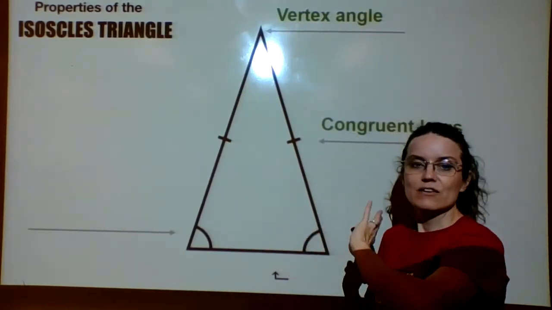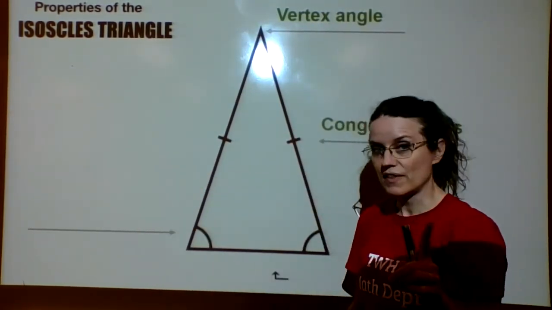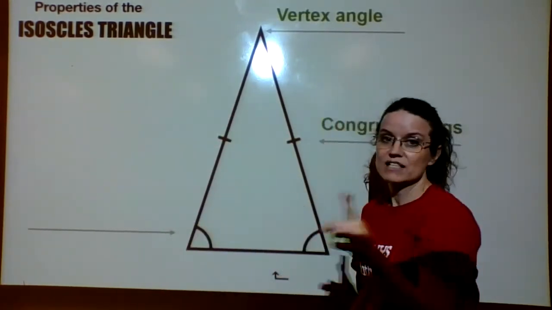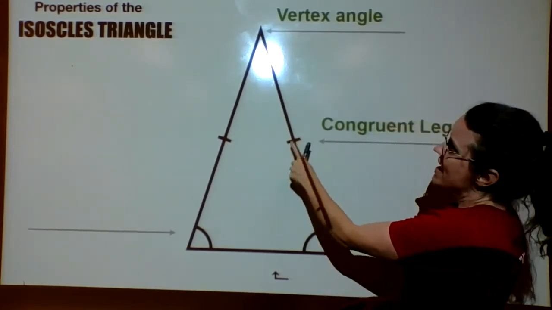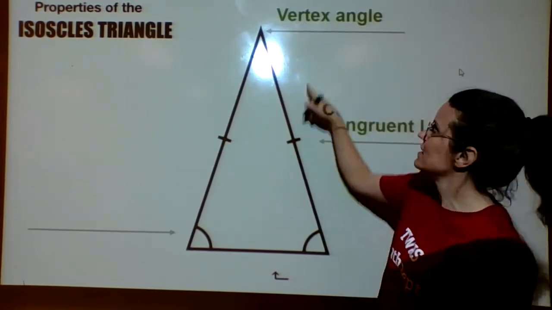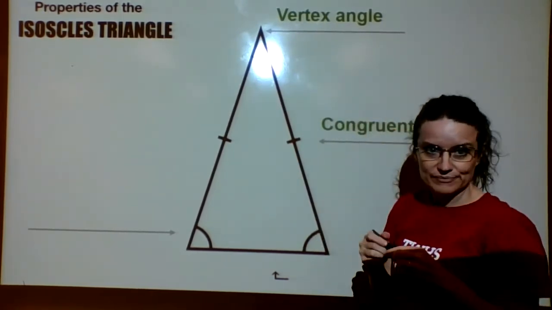Now, just like if you lay down, your legs, even if they're pointing sideways, are still your legs. If I were to tip this triangle over, the two congruent sides would still be the legs, even if it's not standing on them. Now, the angle that goes in between these two congruent sides is called the vertex angle. So it's extra special.